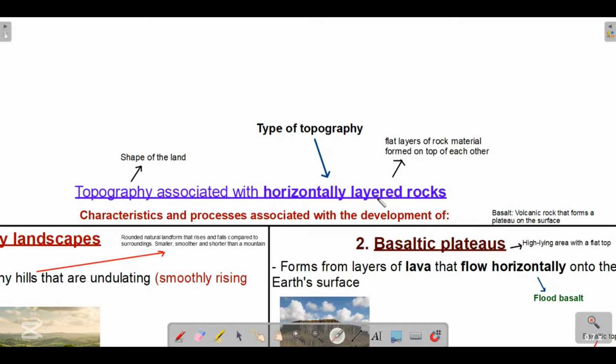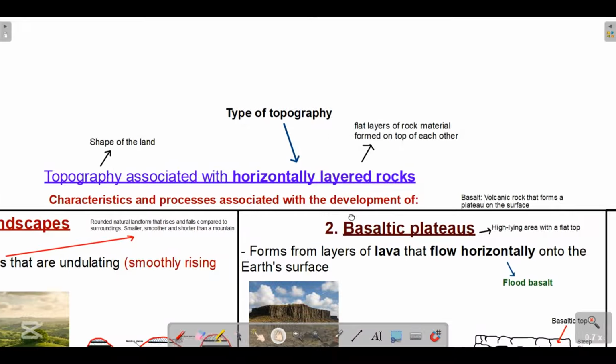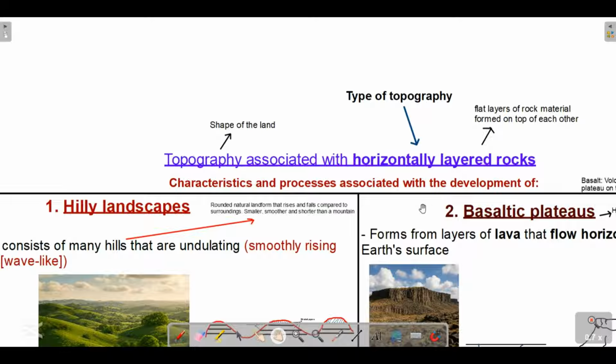Horizontally layered rocks. So we're specifically looking at rocks that are horizontally layered. That is the type of topography we are looking at here. If they ask you what is the topography of this particular landscape, you then will say horizontally layered rocks. It's a type of topography. Horizontally layered rocks are the flat layers of rock material that are formed on top of each other, and we call them strata, guys. We said that these layers are strata.